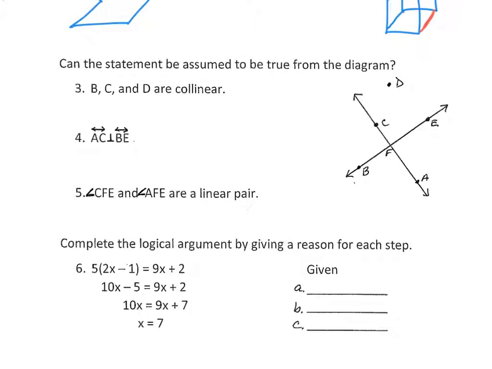Number 3, 4, and 5, everything is based off of this diagram on the right over here. The question is, can we assume the statement to be true? We need good hard facts before we say, yes, this is true. So, points B, C, and D are collinear, meaning they're all on the same line. Are B, C, and D all on the same line? Can you assume it? Again, without cold hard proof, don't assume it.